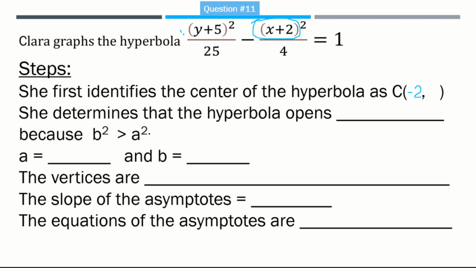Now we're going to move here to identify k. And again, k is not going to be a positive, it's going to be a negative 5. All right, now she's going to determine that the hyperbola opens up and down.